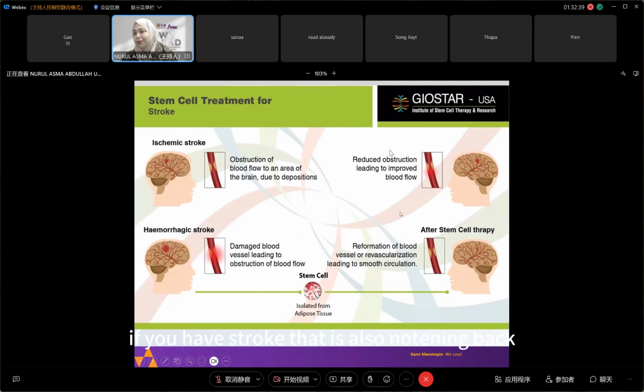Another thing, if you have stroke, there is also no turning back. If you have stroke, for example the blood stroke, the bleeding in your brain, the area is basically already injured. So to regrow, it's almost impossible for the brain cells to regrow on their own. You can opt for the stem cell therapy to help regrow the injured area.